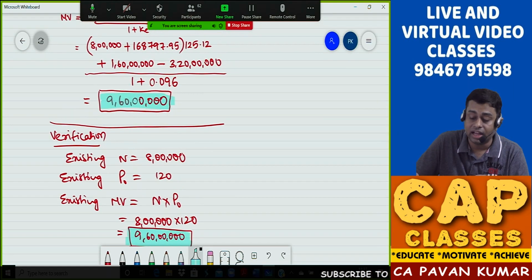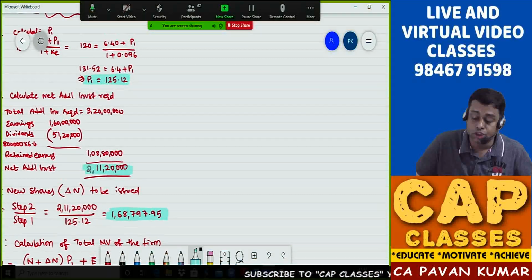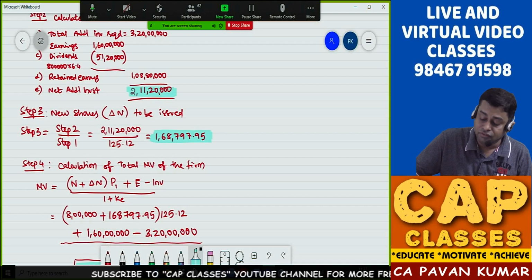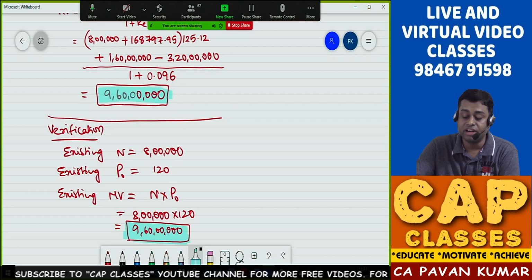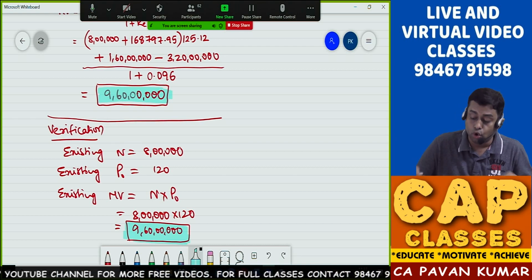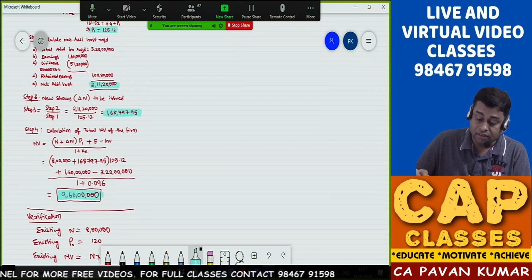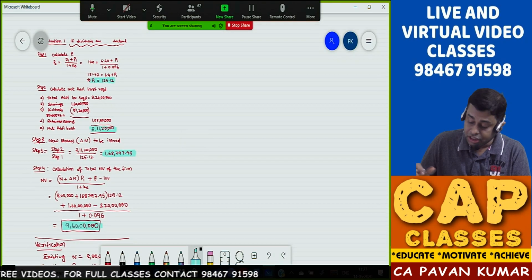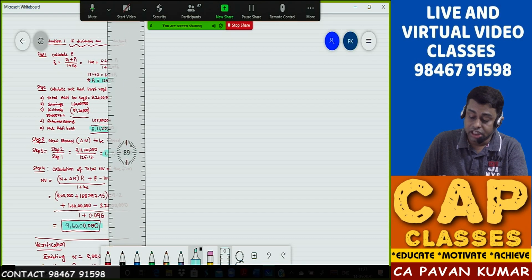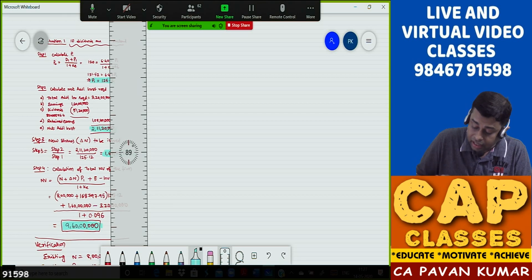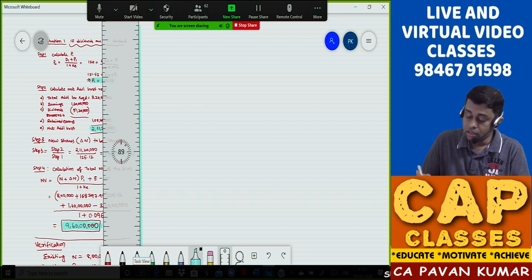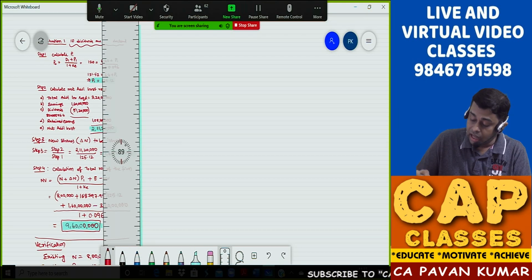So what is the proof? Here you demonstrated that if I pay a dividend of 6 rupees 40 paise, my market value of the firm before declaring dividend is 9.6 crores, and after declaring dividend also 9.6 crores only. My dear friends, this is our situation 1: if dividends are declared. Now we'll see what will happen if dividends are not declared.